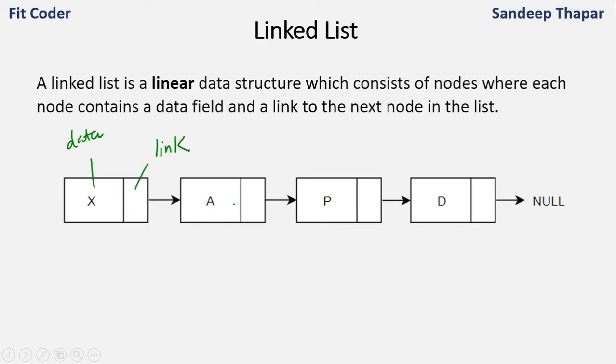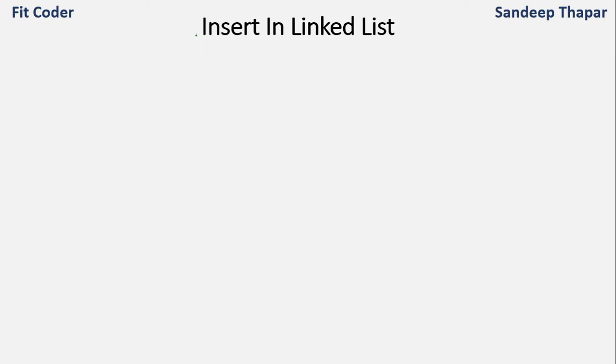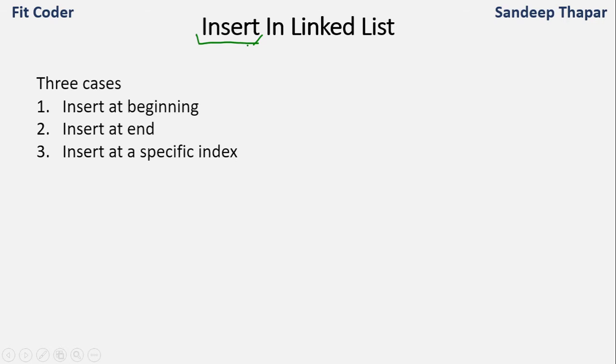Here we'll be focusing on a singly linked list. That means a node will have only a pointer to the next node in the linked list. When we are inserting nodes in a linked list, we can have three possible cases. Either we can insert node at the beginning, or we can insert node at the end, or we can insert node at a specific index.